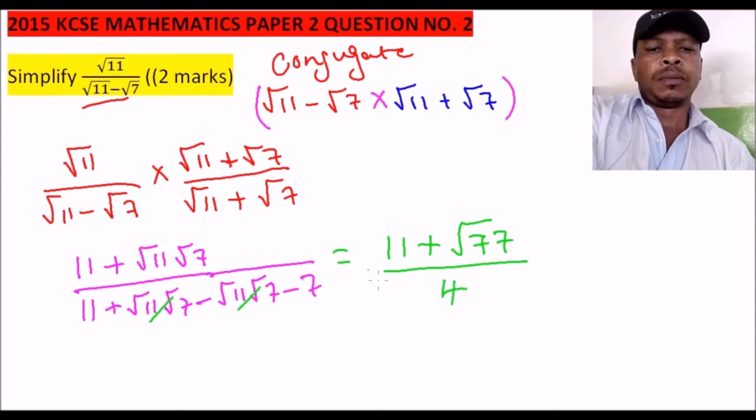Kwa hivyo tumesimplify kwa sababu tumeweza kutoa surd kwa denominator. Ile surd imebaki ni moja yenye iko kwa numerator. Hivyo ndio unafanya hiyo hesabu na unajipatia marks 2.